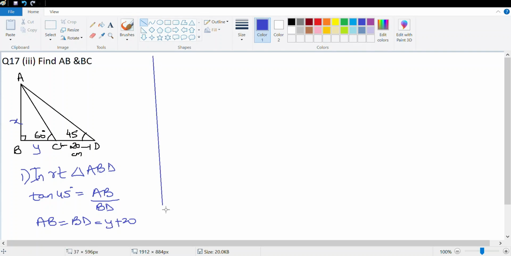Let's check if this is correct. Yes, AB and BD are equal. If this is X and if BC is Y, then this is equal to Y plus 20. Done. Let's look at the smaller triangle.